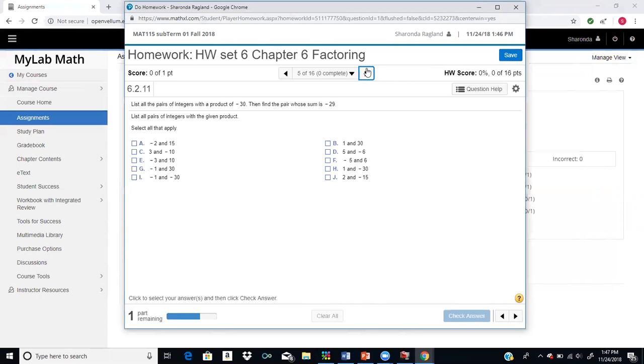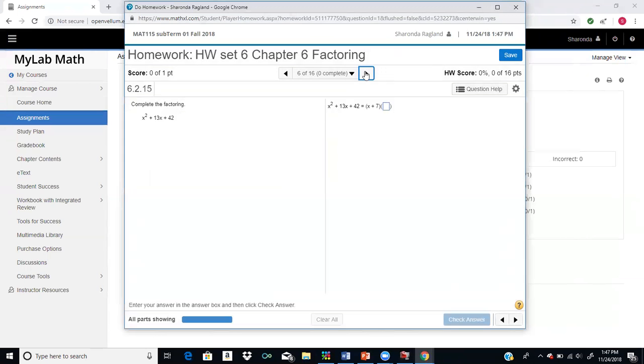okay. So they're asking you to list all the pairs of integers with a product that will give you a negative 30. All right, and so you would do all of that, the ones that would give you a negative 30. And then they're going to want you to find the pair whose sum is negative 29. So all those different combinations that they give you that you write down, and then which one would give you a negative 29. So that means that the higher number would have to have the negative. If I'm dealing with 1 and 30, okay, one of them has to be negative. To get a negative 29, the 30 would have to be negative, okay, and the 1 would have to be positive. That's what they're just doing, getting you to see all the different combinations.